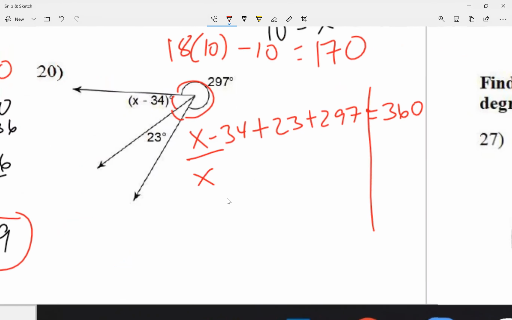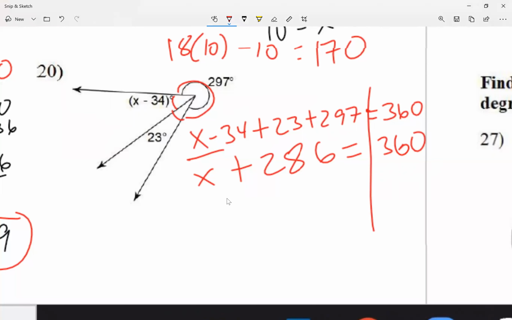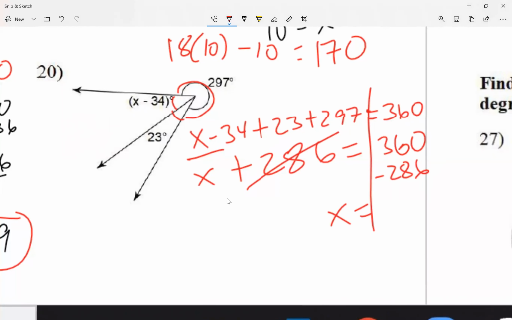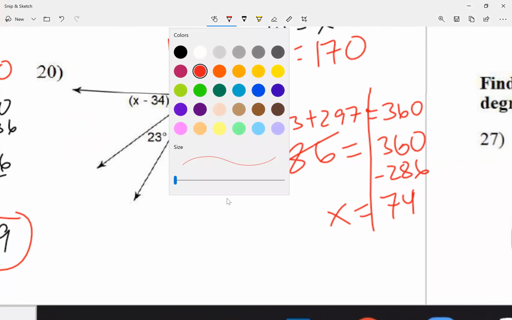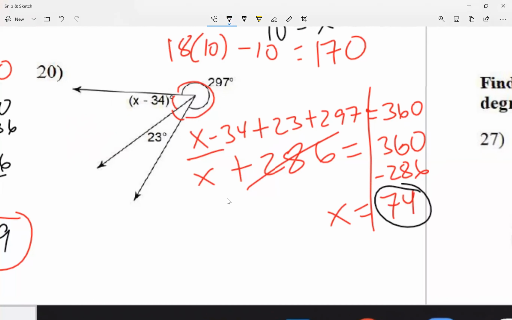When it comes to letters, I just have an x. Now, negative 34 plus 23 plus 297, that's 286. And this is equal to 360. To get x by itself, let me move the 286 over as a minus 286. So x is equal to 74. My question here was find the value of x, right? Solve for x, 74.